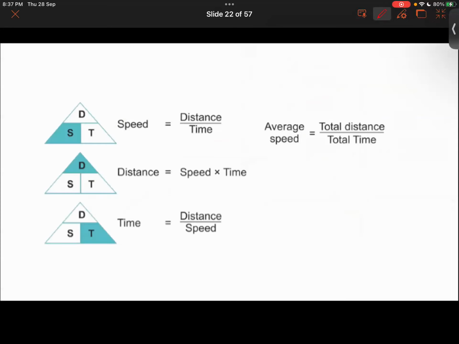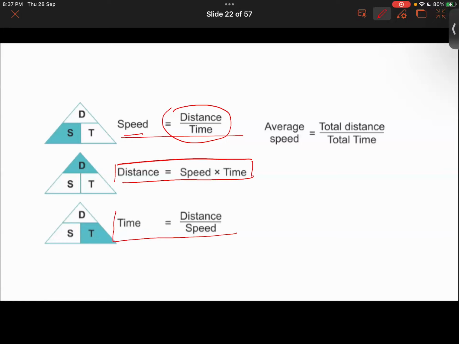Also, you are aware that in order to calculate speed, the formula required is distance upon time. Speed equals distance upon time, right? Or if you were to take distance using the same formula, it would be distance equals speed multiplied by time. Or we can also write it as time equals distance upon speed. Please memorize the three formulas. These are very important.